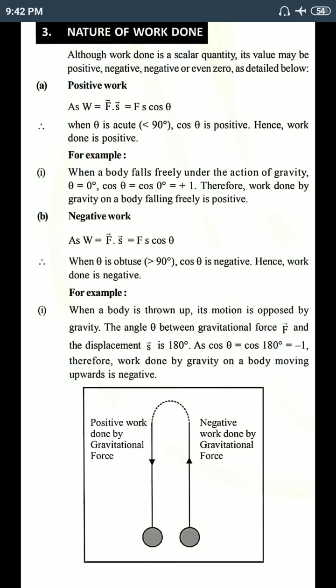So remember, if the displacement is in the same direction as the applied force, then the work done is positive, and if the displacement is in the opposite direction of the applied force, then it is negative.